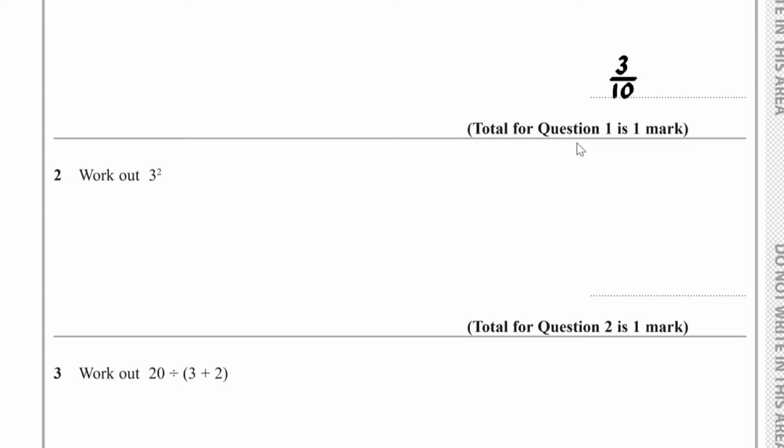Question number 2. We have to work out 3 to the power of 2. What this is the same as is multiplying 3 by itself. 3 squared is the same as 3 times 3, which is equal to 9.